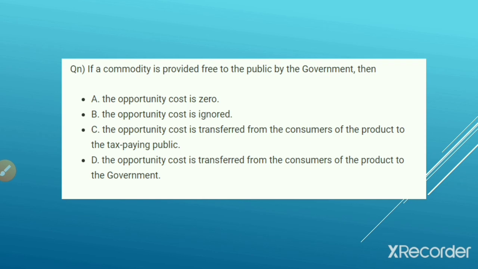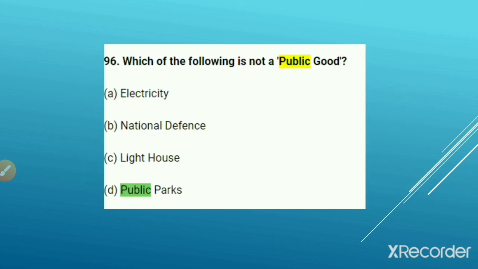Next question: if a commodity is provided free to the public by the government, this was also asked in CDS. Is the opportunity cost zero? No, it is not ignored. The opportunity cost is transferred from consumers of the product to the tax paying public. So if any medicine is made free by the government, that means it is paid by the tax paying public. So option C will be right. Only option C is correct here.